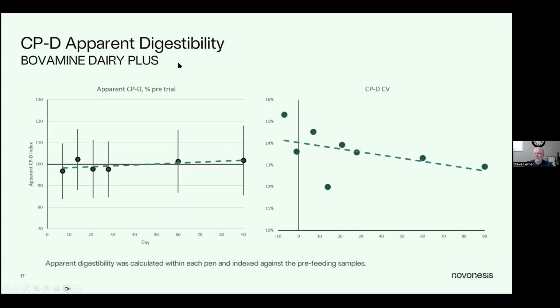Looking at crude protein digestibility, again, a very modest but slight increase over time and a decrease in variation. So we consider that quite a reasonable opportunity to bring this new product to the market.